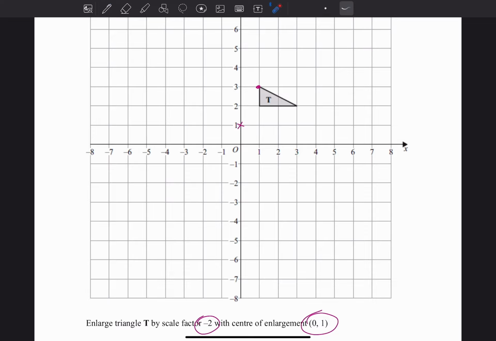I'm just starting from here to go to that point. Sorry, so how many left? 1 right, and then 2 up. Times by -2, which will give you -2 and -4. So from there, I will go 2 left and then 4 down. 1 2 3 4. So there.